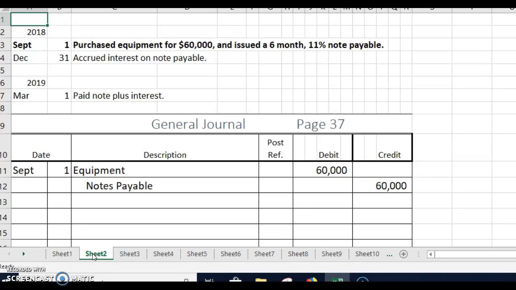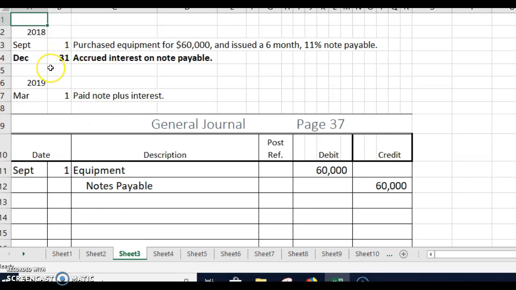Now, if we issue the note and pay for it in the same period, we can just wait until the maturity date when we pay the interest to record the interest expense. However, when you issue the note in one period and then you don't pay for it until the next accounting period, you have to make a year-end accrual to accrue the interest expense on that note. So that's what's happening here. Our year ends on December 31st.